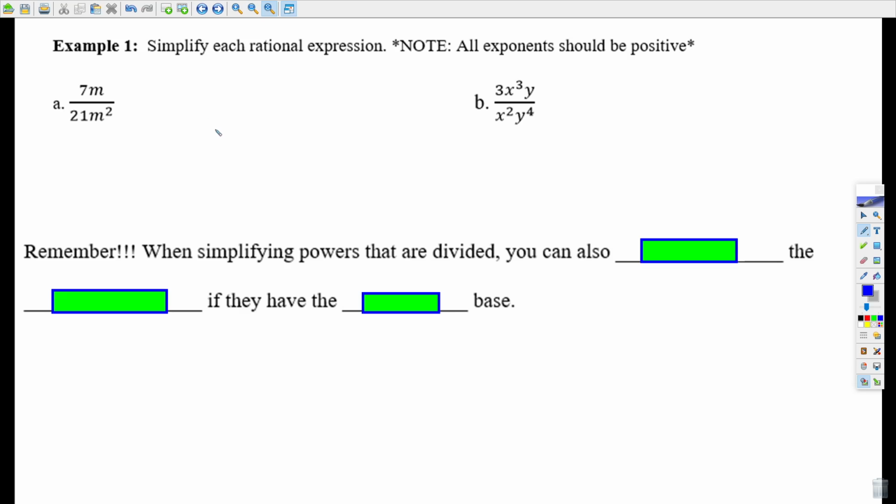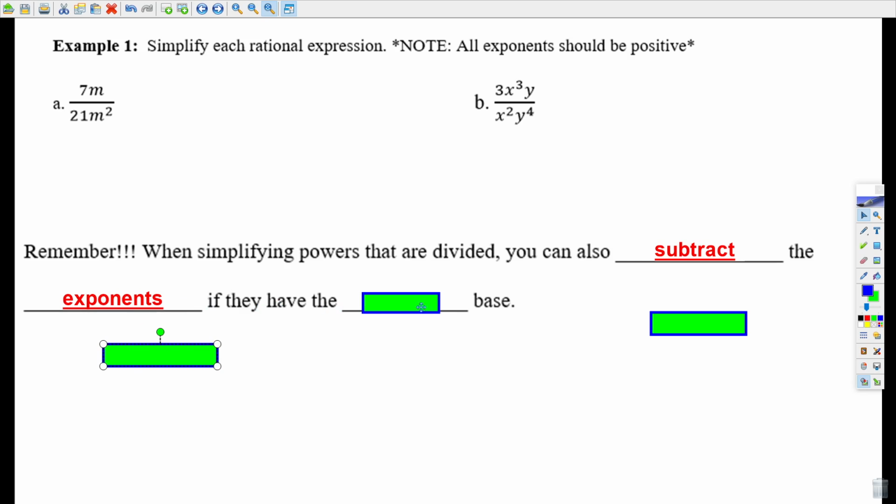Our example 1. So let's start with the easier types. Simplify each rational expression, and don't forget that when we do the exponents, they should always be positive. Let's go ahead and do this remember thing here, so that we can use it for up here. So remember, when simplifying powers that are being divided, like when we simplify this m and m squared, or these x's, or these y's, you can subtract the exponents as long as they have the same base. So don't forget that. We've used that many times before.